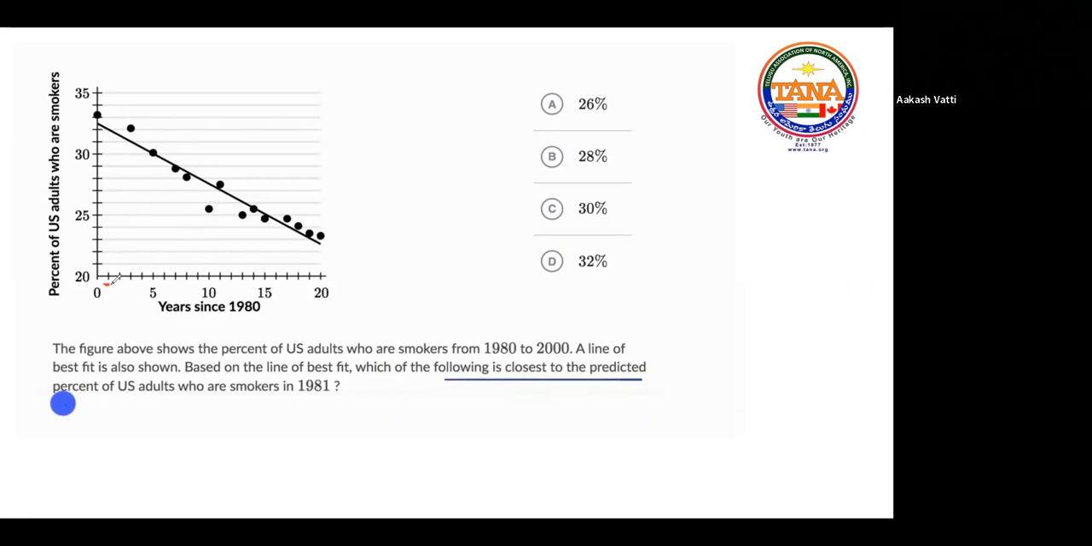So 1 year is right here. If you go all the way up, I'm drawing a really bad straight line, but that is around 31, 32. That's around 33%. Therefore, the answer is D. Do you understand it, Jay? Why it's D?